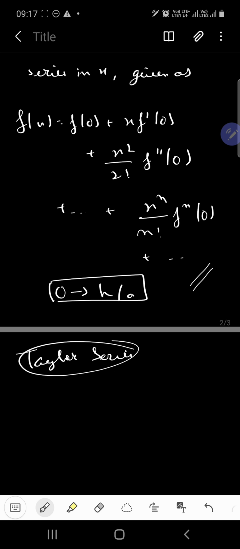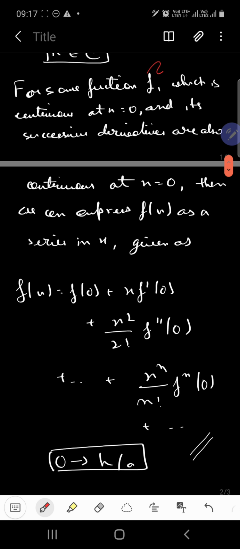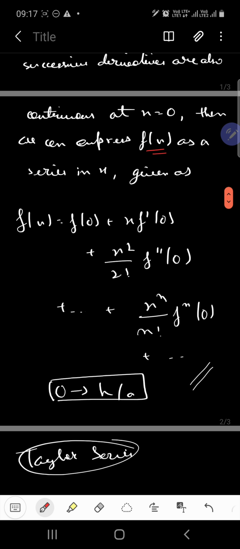So what does this series actually mean? It means that if you have some function f which is continuous at x equals 0 and all its successive derivatives, that is its first derivative, second derivative, third derivative, are all continuous at x equals 0, then we can express f(x) as a series in x, which is given in this format. This series extends up till infinity.